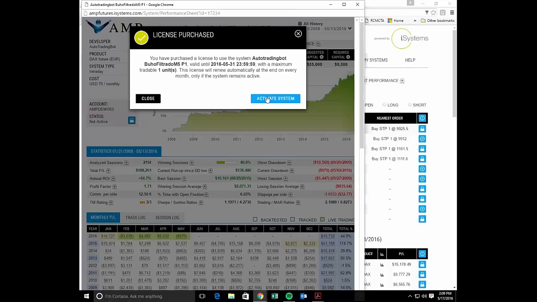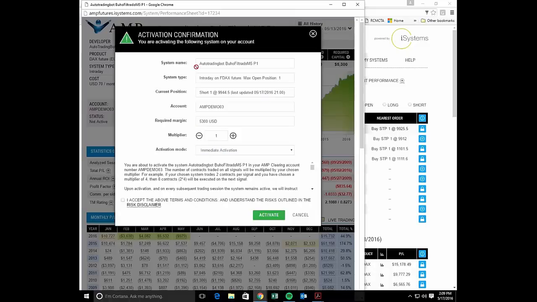But now I want to activate the system, and so it knows that it's in a system. Here's the system name. It's intraday. It's currently short. It shows you the required margin, the multiplier, and it's going to ask you, do you want to get in now? Do you want to get in if better on the next entry, or do you want to get in on the next session? The next session would be the next day. So for this purposes, I want to get in right now. Activate immediately. Again, you're accepting the disclaimer, which you have read.